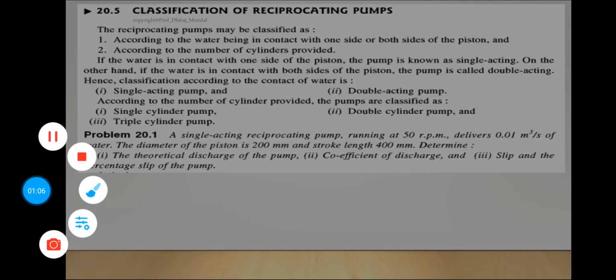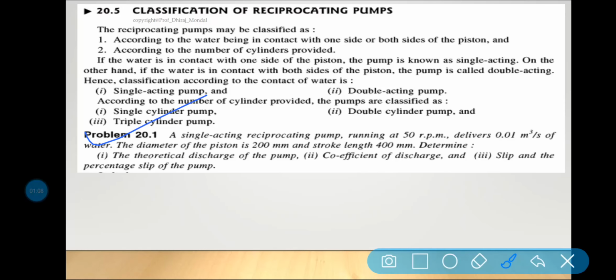Now let us discuss the numerical which is given here. A single acting reciprocating pump running at 50 rpm delivers 0.01 meter cube per second of water, and the diameter of the piston is 200 millimeter, and stroke length is 400 millimeter. Determine the theoretical discharge, the coefficient of discharge, and the slip percentage.